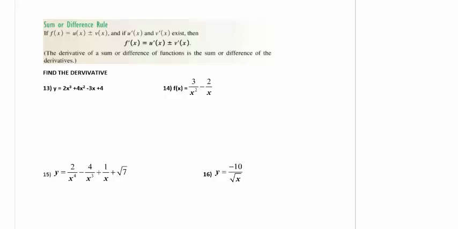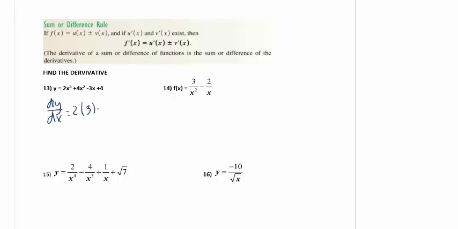So we're now going to look at the sum and difference rule, which basically just says if there's a sum or difference, so adding or subtracting, we take the derivative of each piece. Again, please remember to use the correct format for your derivative. That's really important that you're practicing that. So this would be dy dx.